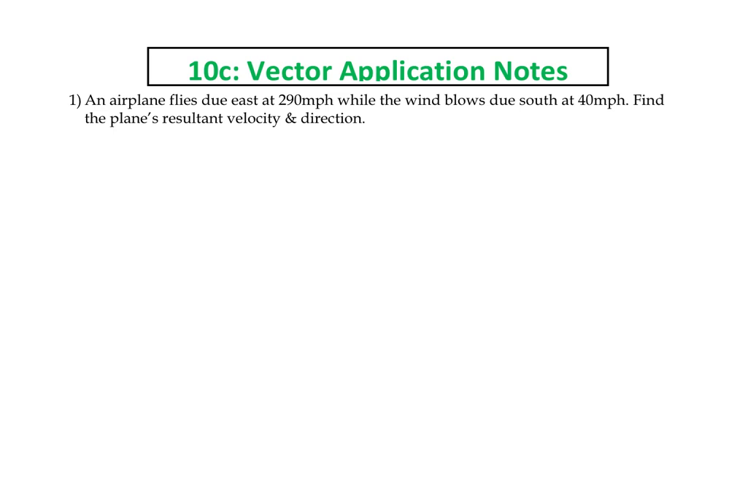Okay, today we're going to apply our vector ideas to some word problems. An airplane flies due east at 290 miles per hour. So due east, 290 would be its magnitude, while the wind blows due south at 40 miles per hour. So due south.